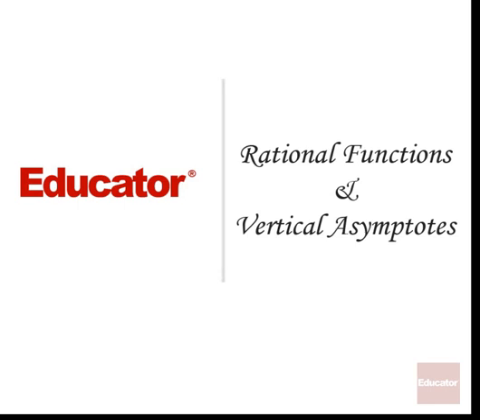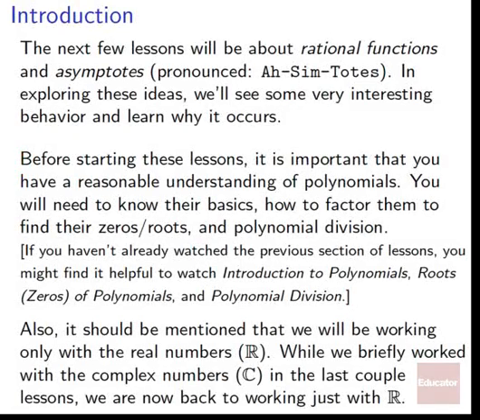Today we're going to talk about rational functions and vertical asymptotes. The next few lessons are going to be about rational functions and asymptotes, and they're pronounced asymptotes. They're spelled kind of funny, A-S-Y-M-P-T-O-T-E-S, but we want to know how to pronounce them. In exploring these ideas, we'll see some very interesting behavior and we'll learn why it occurs.